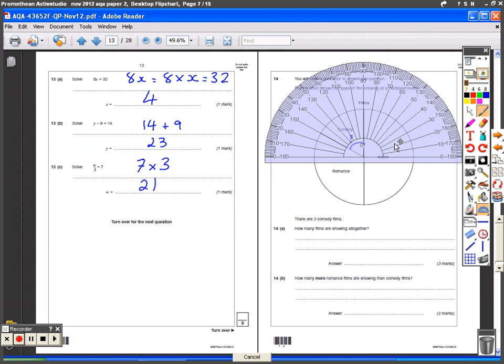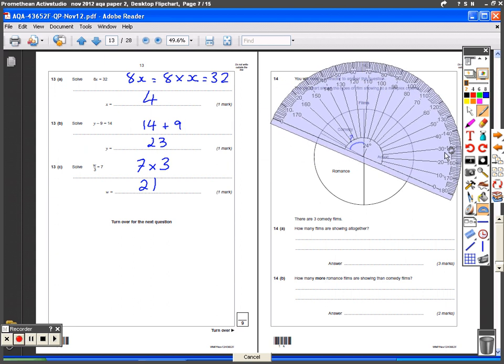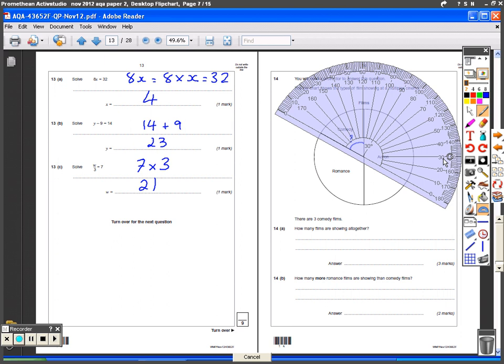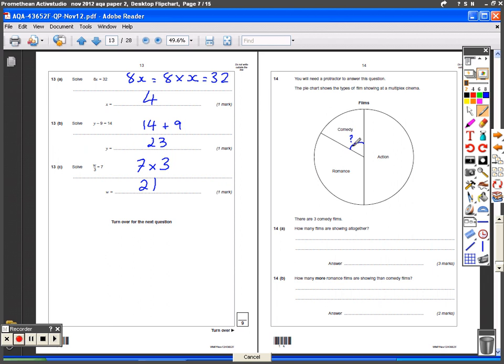So the middle. Rotate around, make sure the line is being covered by 0. Okay, and then this line here, so it goes up. So reading from the outside, because 0 is on the outside, it actually measures at 60 degrees, this angle. Okay, that angle there is 60 degrees. So down here I can say then that 60 degrees is 3 films.